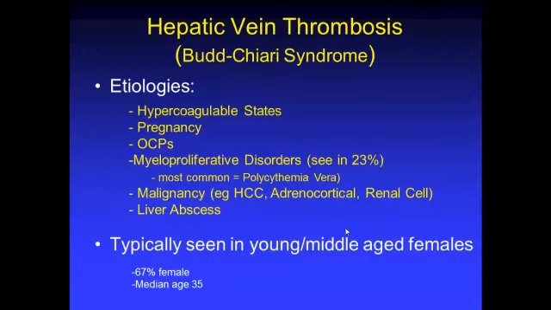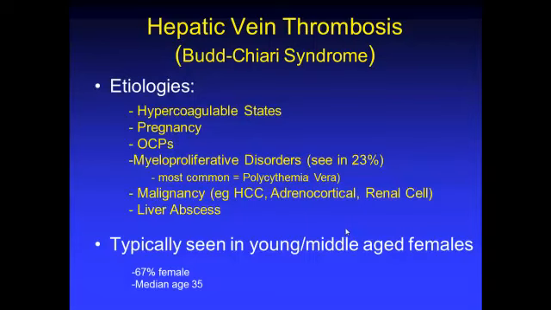On the other end of the liver, the hepatic veins, thrombosis there goes by the nomenclature of Budd-Chiari syndrome. Once again, mostly the same etiologies: hypercoagulable states, pregnancy, oral birth control pills. Myeloproliferative disorders are particularly common in Budd-Chiari syndrome. Up to a quarter of patients will have a myeloproliferative disorder, most commonly polycythemia vera.